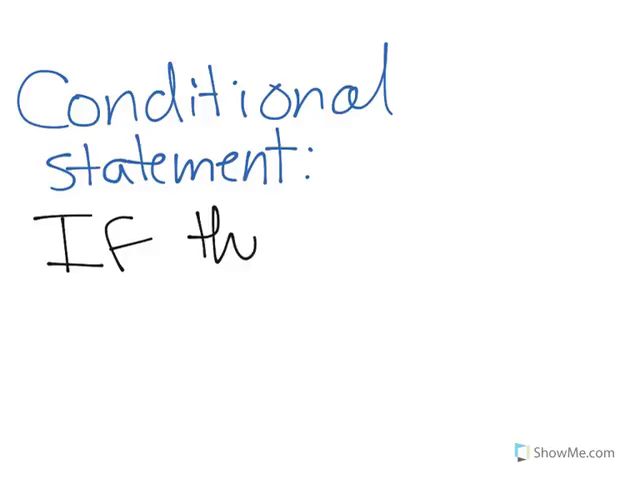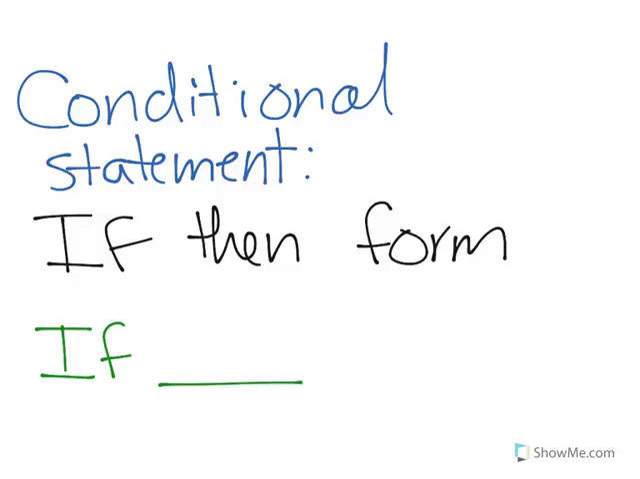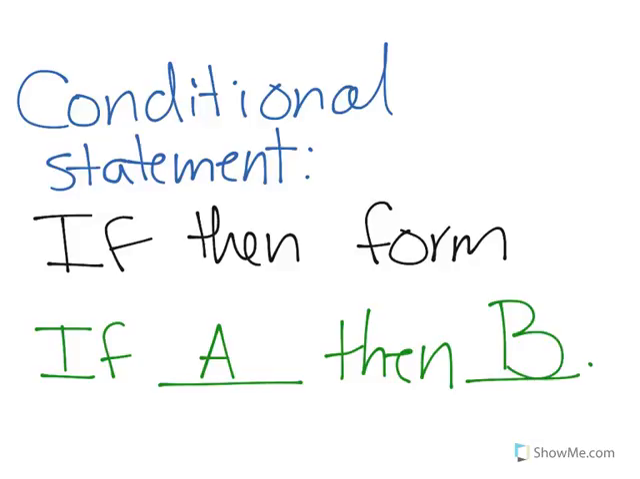If, then. By if-then form, I mean that you have if A, then B. And now we will learn what A and B are. So we have two things. We have the hypothesis and the conclusion.